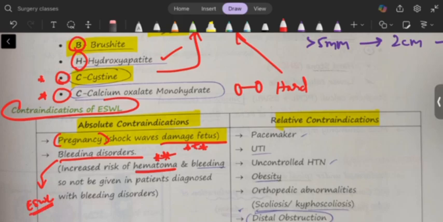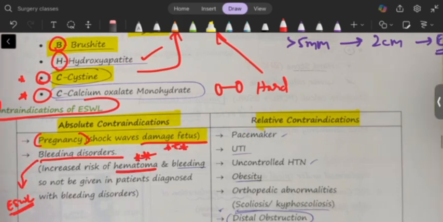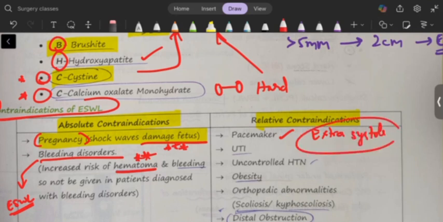Okay, relative contraindications: if the patient is having a pacemaker, because extrasystole is another complication. Extrasystole basically means it will interfere a little with the electrical signals from the heart. Because of that reason, if the patient is having a pacemaker, it is relatively contraindicated, provided risk benefit ratio. Again UTI, again it is a complication, it will increase the risk. If the patient is already having UTI, again it is a relative contraindication. Uncontrolled hypertension, again there will be increased risk of bleeding.